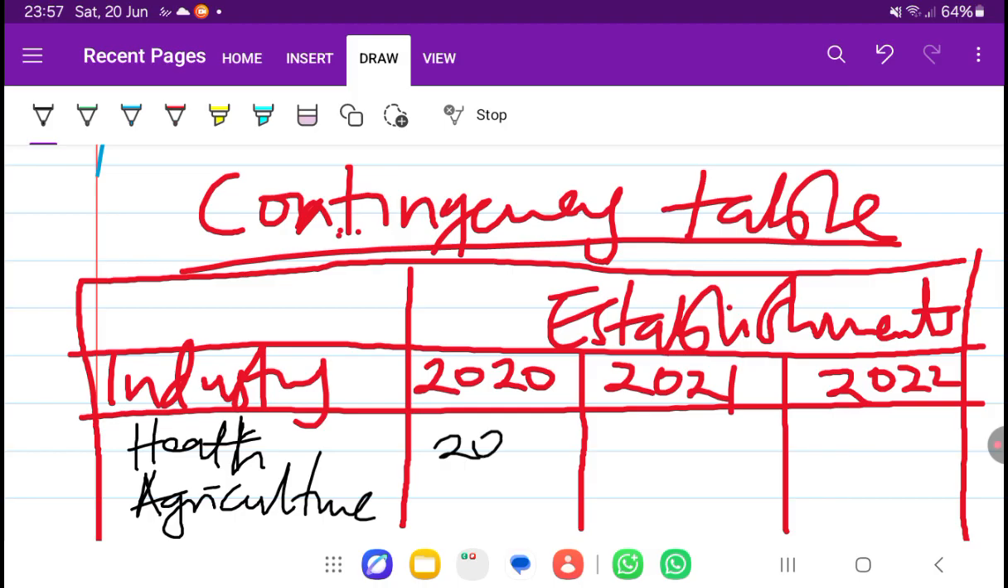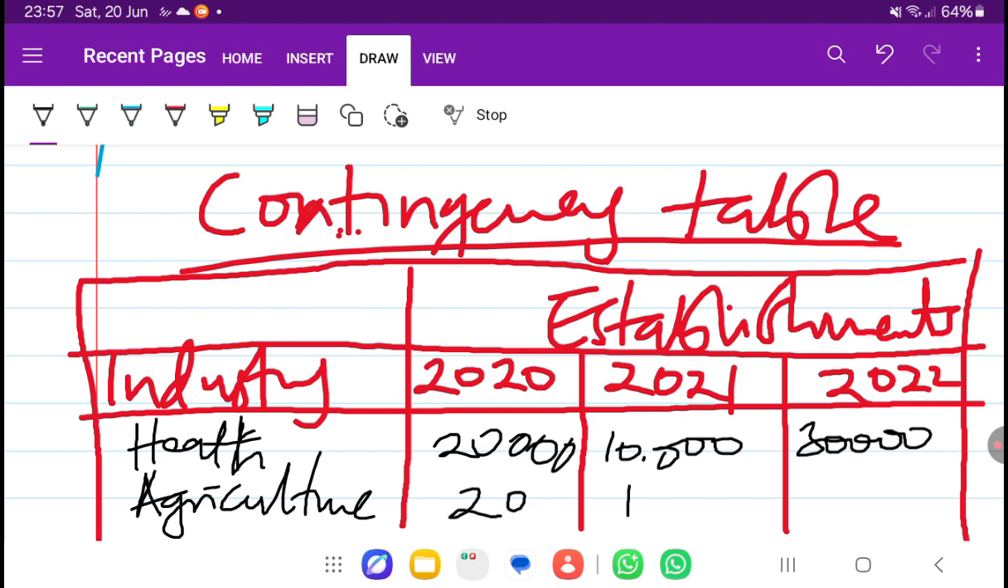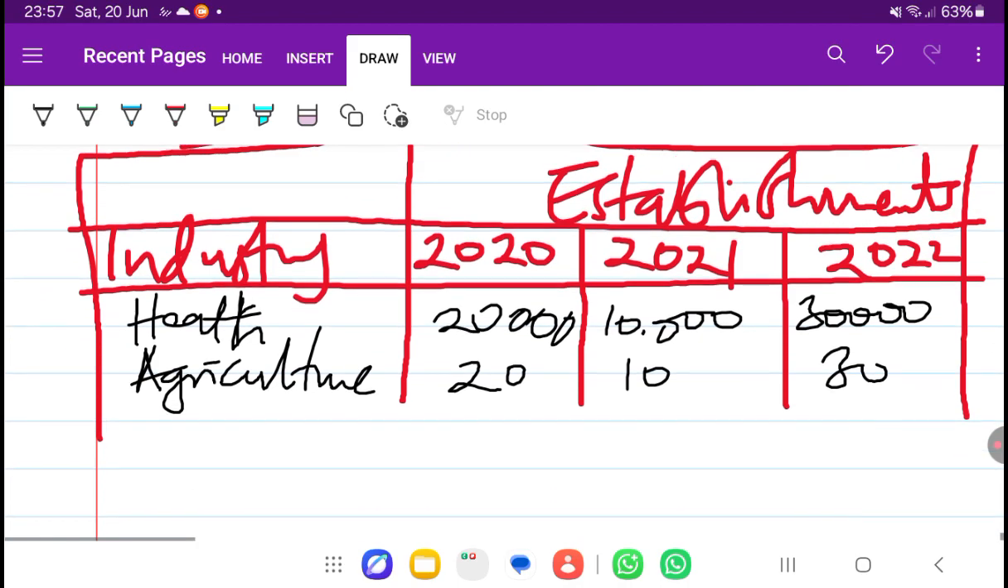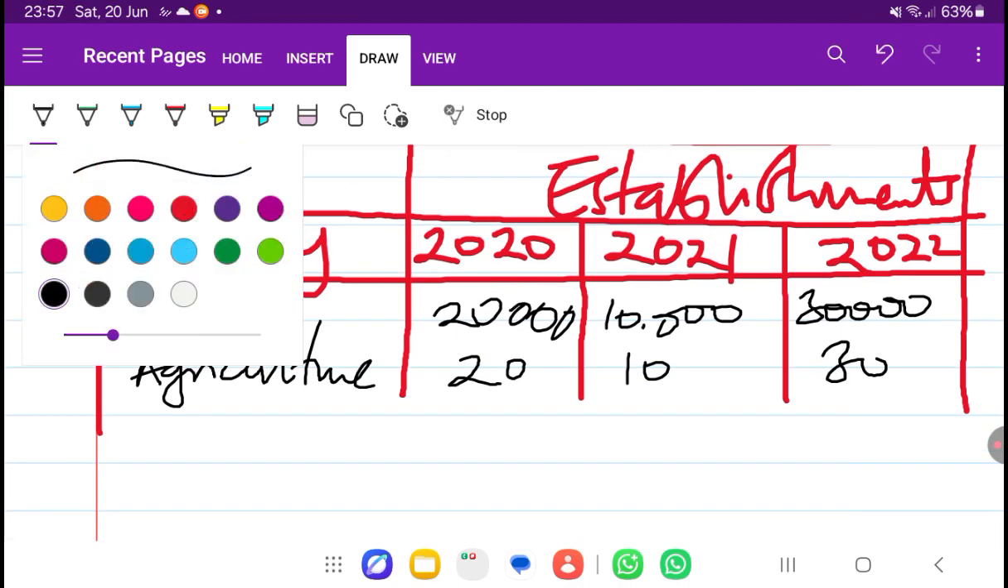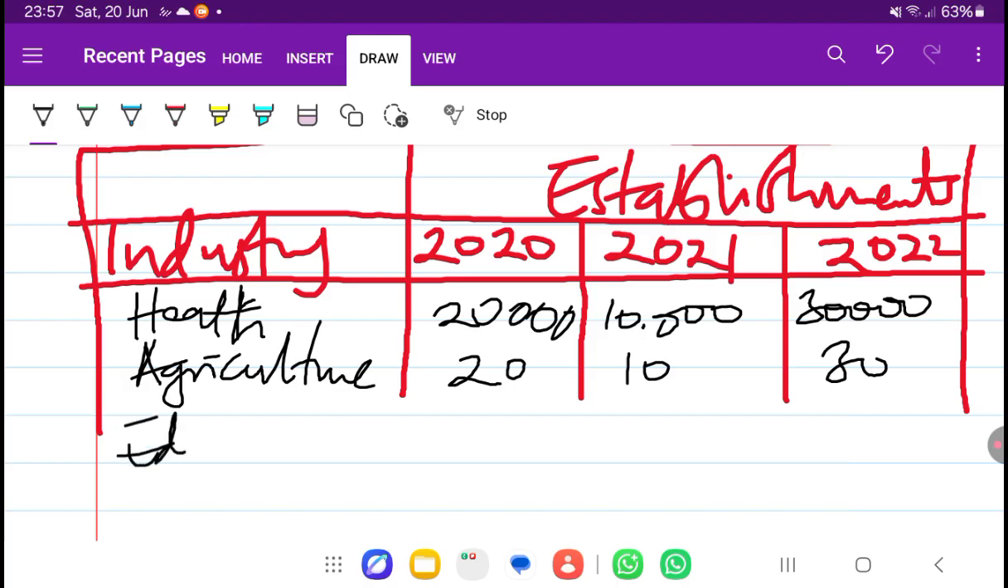Maybe this is 20,000. Maybe this is 10,000. Maybe this is 30,000. We look at what we have established. Maybe this is 20. Maybe this is 10. Maybe this is 30. Data can look like that. Of course, we can add in maybe some other industry. We can also add in education, and maybe education had 80, this is maybe 75, this is maybe 50.